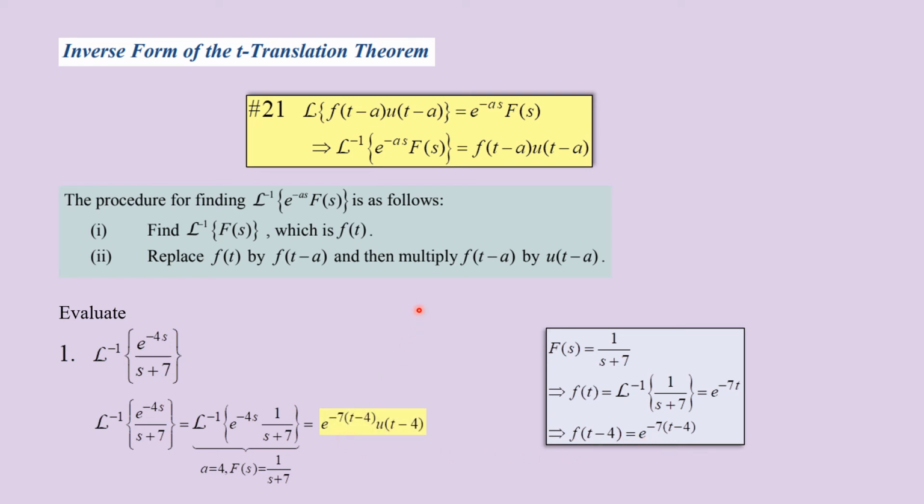Okay, so we have already got the f of t minus 4. And this f of t minus 4 must be multiplied by the unit step function u(t minus 4). So this is the final answer for the inverse Laplace transform of e to the negative 4s over s plus 7, which is e to the negative 7 times (t minus 4) u(t minus 4).